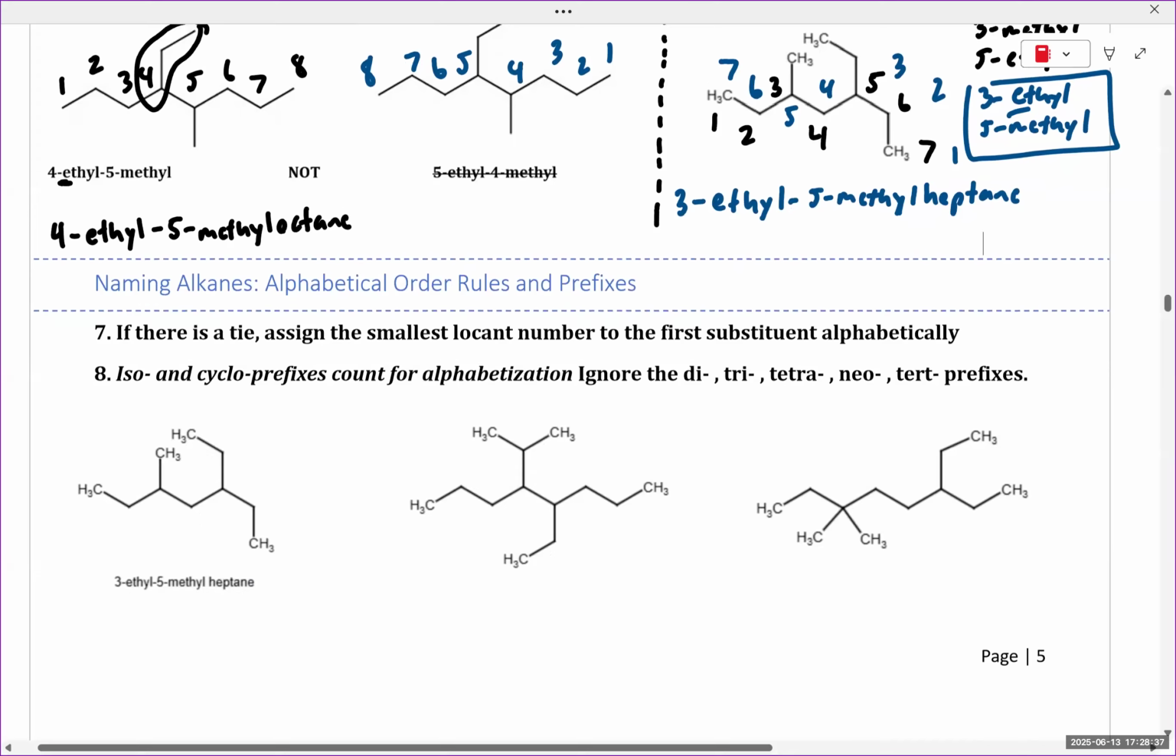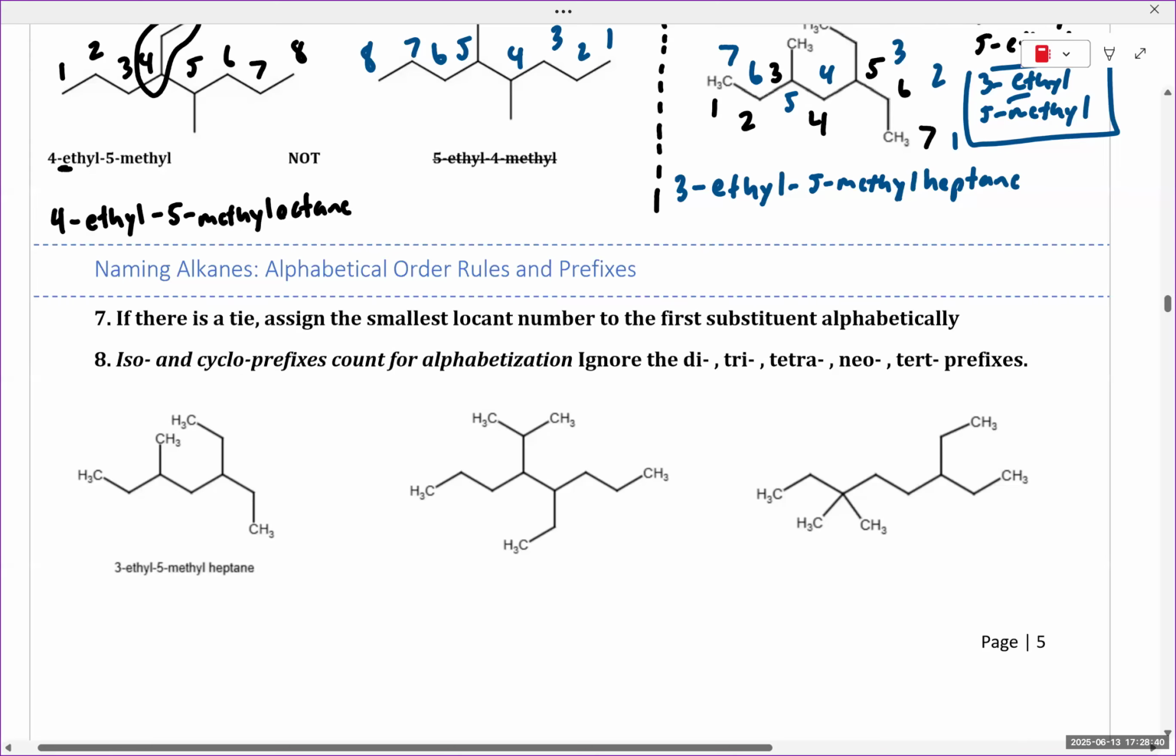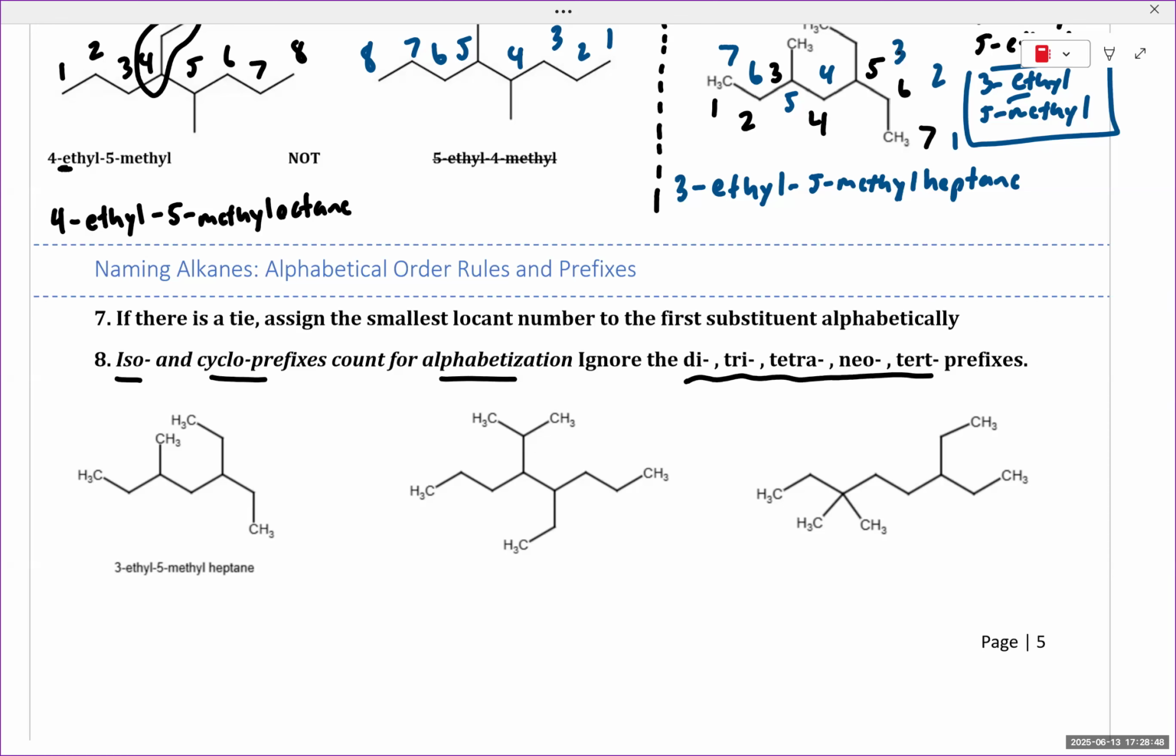Let's talk a little bit about alphabetical order rules and prefixes. Please note the iso and cyclo prefixes count for alphabetization. All the other prefixes do not. For example, the following compound is named as 3-ethyl 5-methyl heptane, as we saw from the example that we just did. Let's take a look at another representative example. This time we have a branched side chain. So in this case, identifying the main chain, 1, 2, 3, 4, 5, 6, 7, 8.